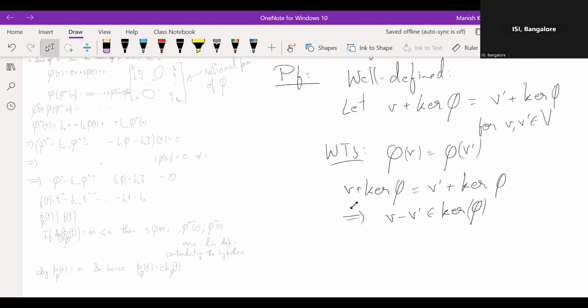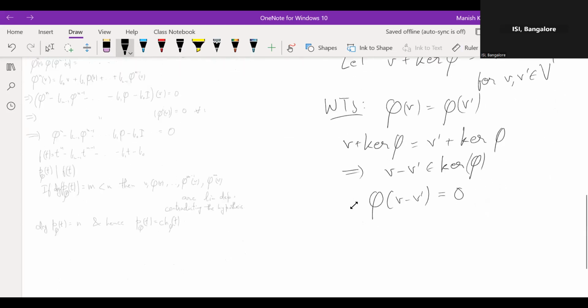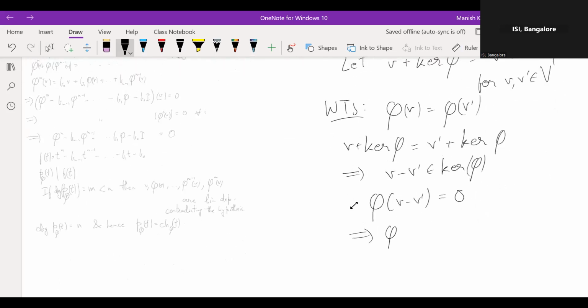So now that tells you that phi of V minus V prime belongs to kernel phi, which means it must be 0. That is the definition of kernel phi, which implies phi V equals phi V prime. So it's basically more or less the definition, essentially. There is no trickery involved. So that tells you that this is indeed well defined.